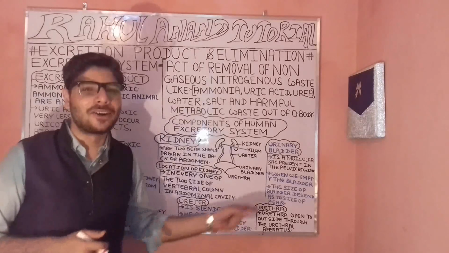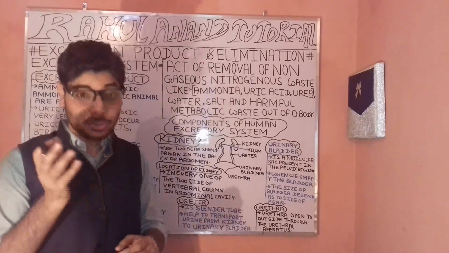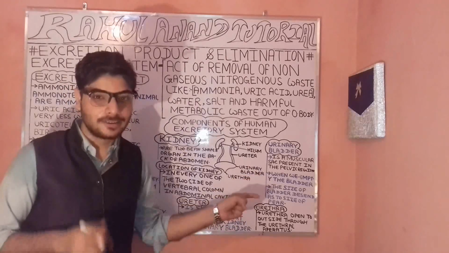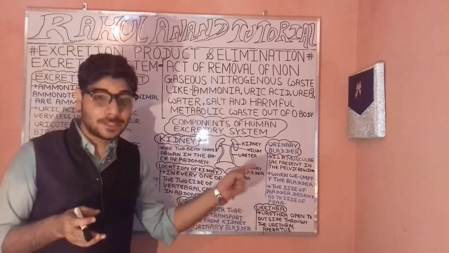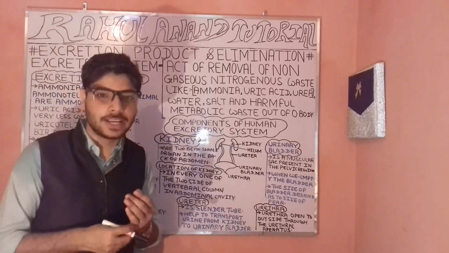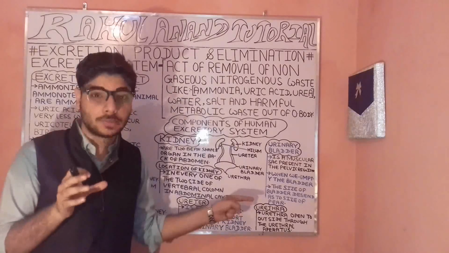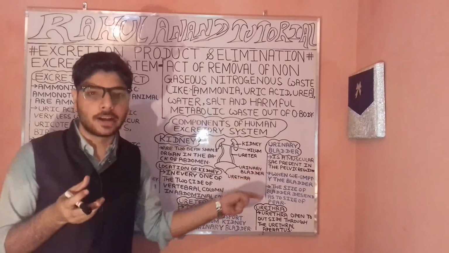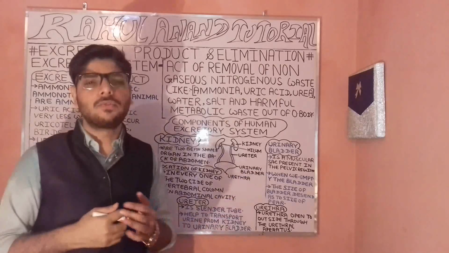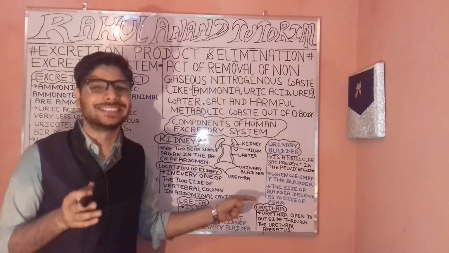Now let's understand about the urinary bladder. What is the urinary bladder? It is a muscular structure present in your pelvic region. Its size changes with the condition. When there is urine in our urinary bladder, it accommodates it and takes a ball-shaped size.